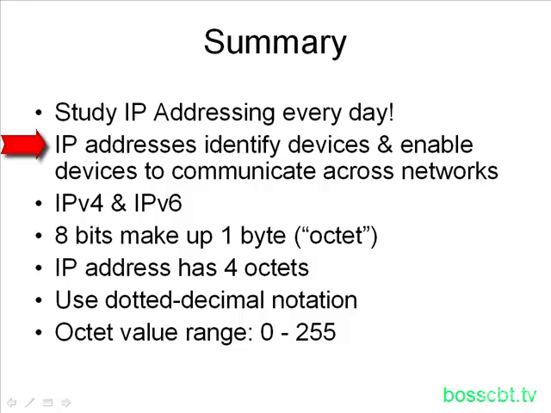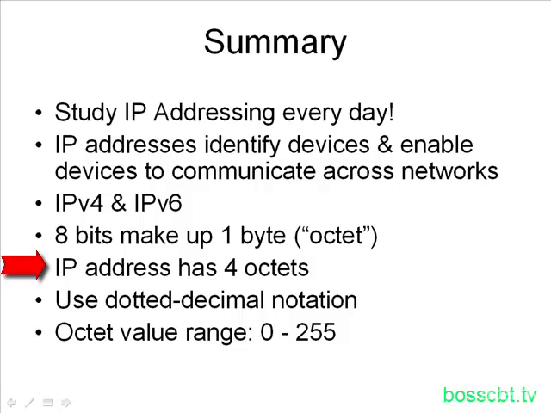IP addresses, we know they identify devices and enable devices to communicate across networks. We talked about the two different versions of IP addresses, and we know why IP version 6 has been introduced. And then getting into the format and makeup of IP addresses, we know there are 32 bits and 8 bits make up 1 byte or an octet. So that means an IP address has 4 octets. And starting from the left, it's 1, 2, 3, and 4.